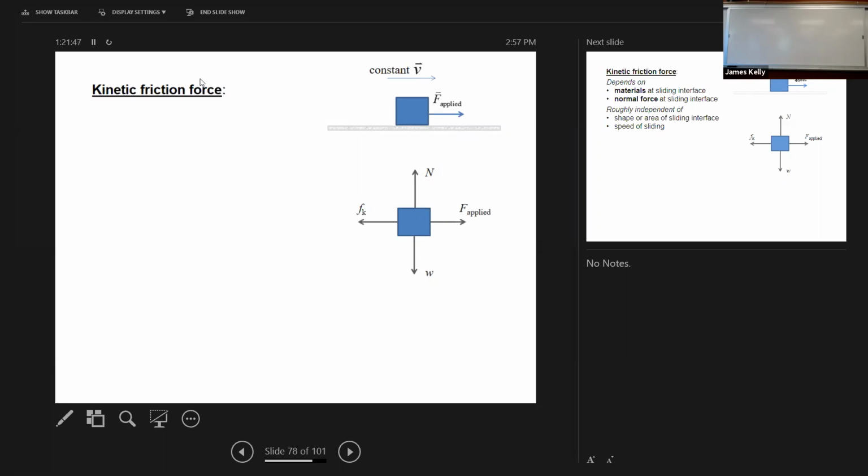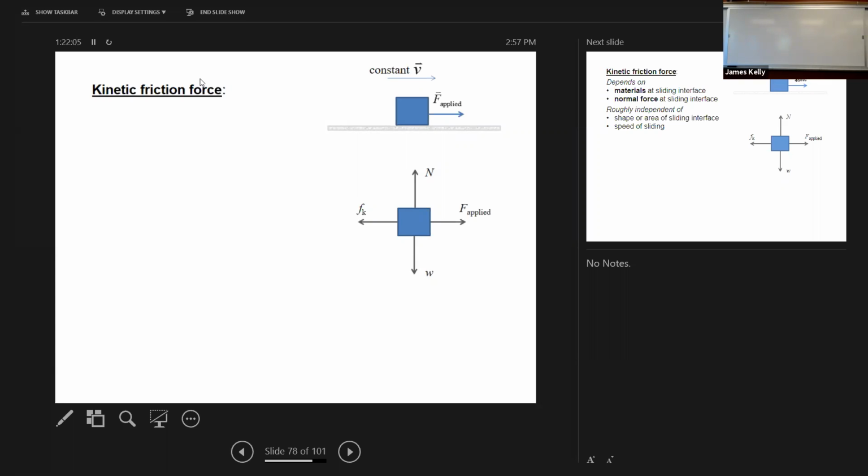But for right now, we're talking about when 2 surfaces are sliding against each other. So here is a box. I'm imagining it's moving at a constant velocity. It doesn't have to be. It could be accelerating, but it's grinding against the table, and there's some friction. So we're applying a force to drag it to the right.